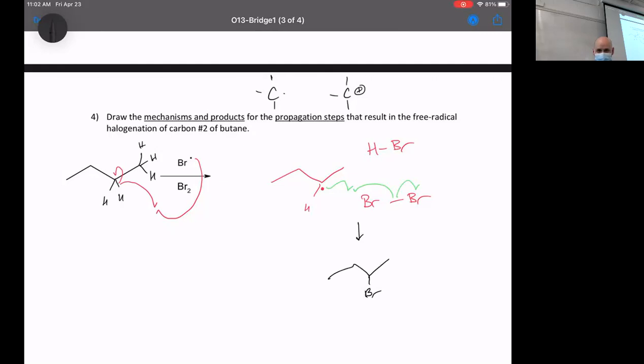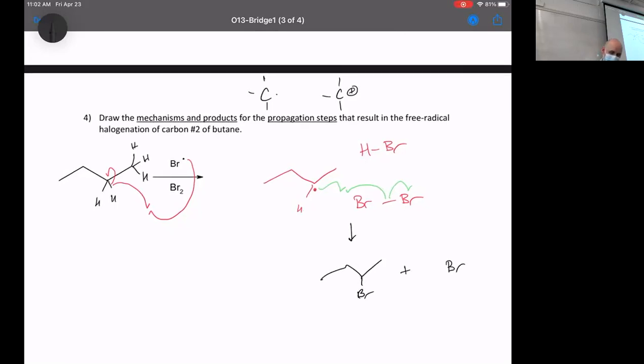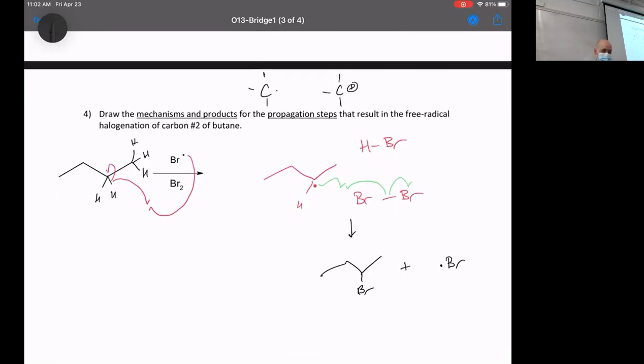So that would attach a new bromine to this carbon, and what would be my other product? And so this is propagation, basically propagation step 1 and propagation step 2. Well, you don't usually end up with hydrogen radicals. Hydrogen radicals are super unstable. We find that we don't usually end up making them.